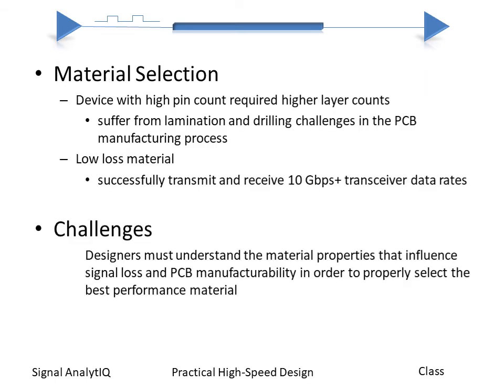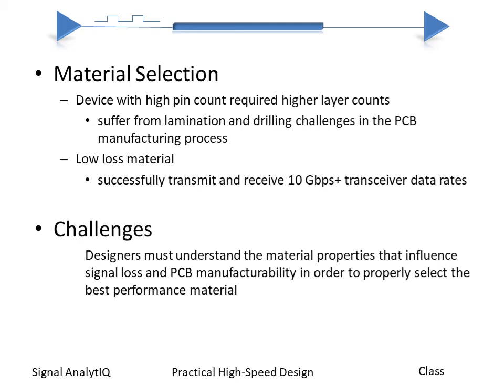Next, we will see the material selections and its challenges. For material selection, devices like FPGAs and highly complex ASICs, used in Cyclone, Stratix kind of FPGAs or high-end processors, will have a high pin count, say around 700 to 1000, or greater than 1000 pins, and these pin counts will lead to higher layer counts in a stack-up. So a device with high pin count requires higher layer counts, and because of this, it suffers from lamination and drilling challenges in the PCB manufacturing process.